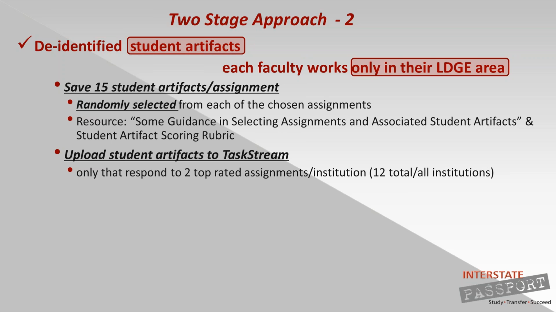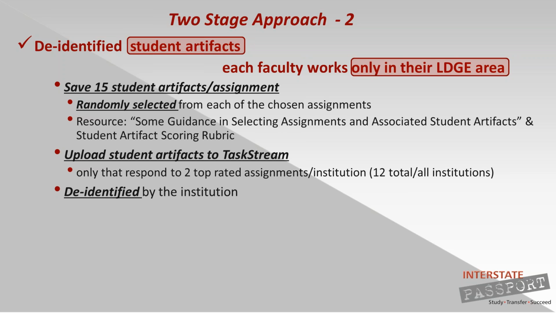After Taskstream has had the opportunity to report out the top 2 assignments from each institution, the faculty member will then go to, if they have 1 or 2 of those top-rated assignments, they'll go to that assignment and pull out the student artifacts that they've selected and upload those student artifacts to Taskstream.